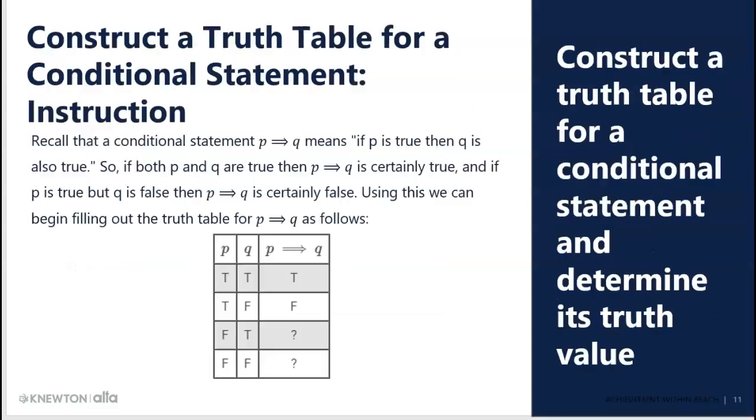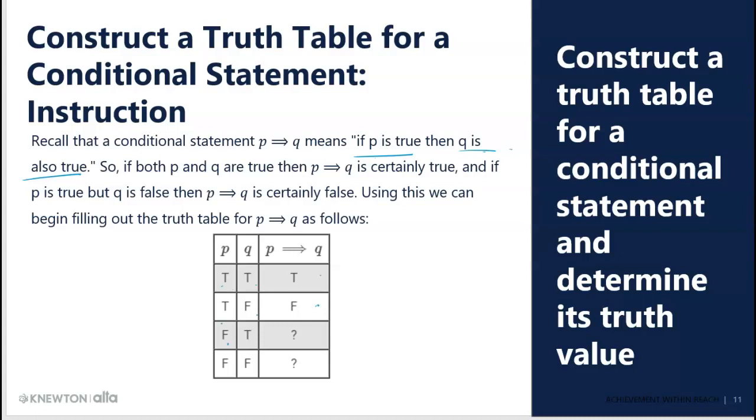Now we're going into conditional statements. Recall a conditional statement, P if then Q, means if P is true, then Q is true. That's all it means. It doesn't say if P is false, then Q is false. This is the only thing it promises. So a statement is considered true unless you can prove it false. So certainly this first one, P is true. If P is true and Q is true, then true implies true is true. If P is true and Q is false, that one's the only one that's false.